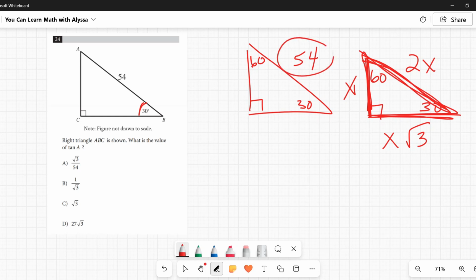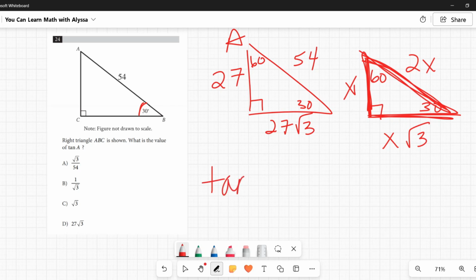So here's our pattern over here. This side is 54. That is equivalent to 2 times x. So to find x, I need to divide by 2. So half of 54, or 54 divided by 2, is 27. And now that I have my x, I can multiply it by the square root of 3, and I have that side. Now I need to know the tangent of A, and this is A up here.